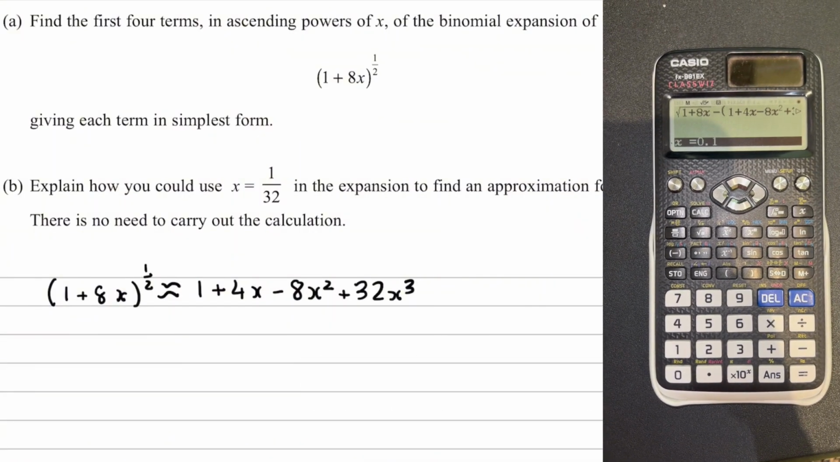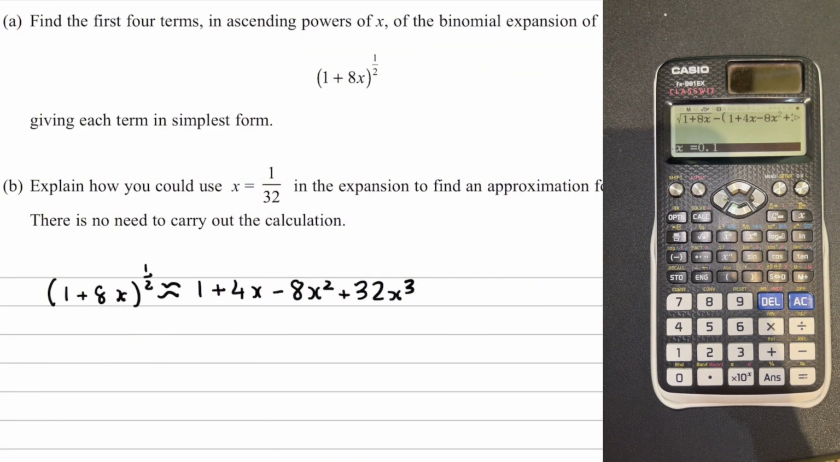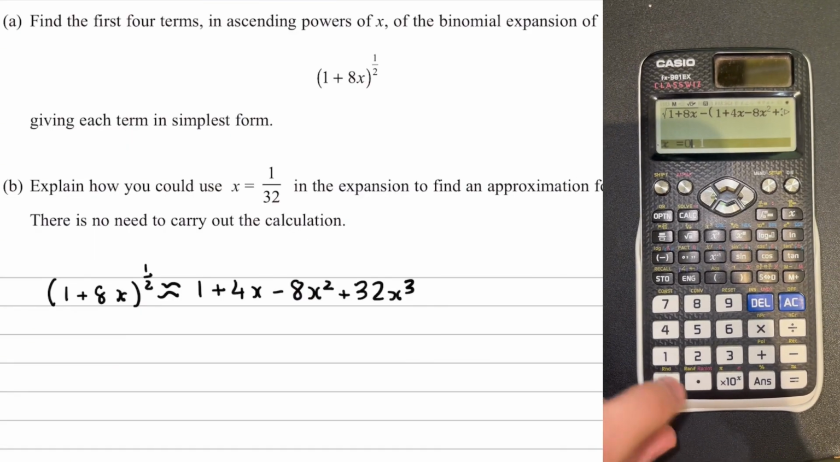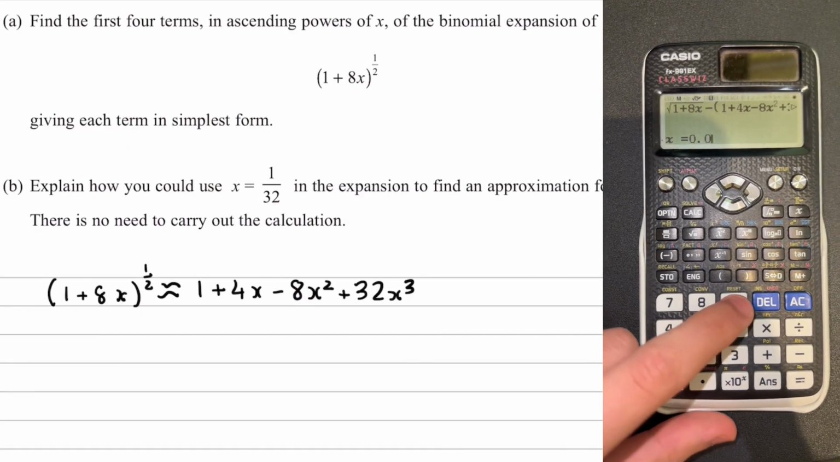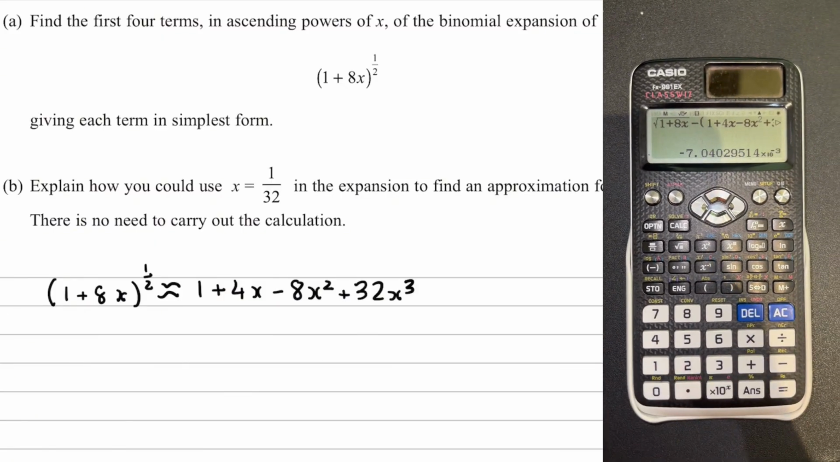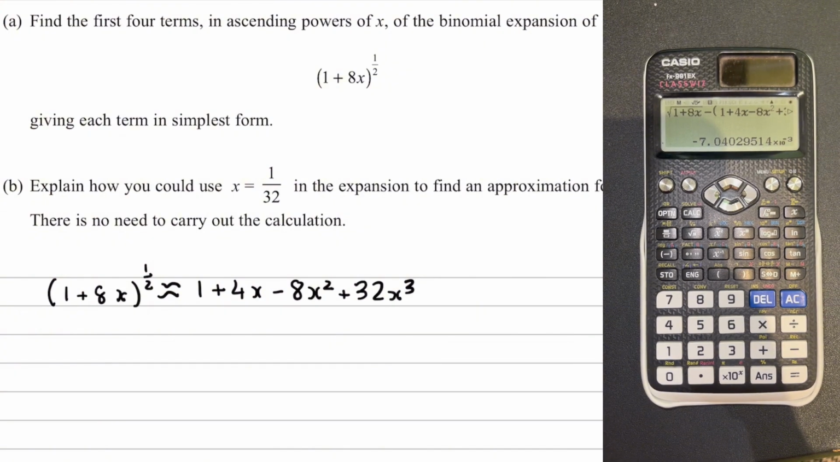So for binomial expansion, you have to be a bit careful. Remember, the x values have to be sufficiently small. So let's sub in a really small x value. Let's say 0.09. And if we press the equal sign, our difference, as you can see, is very, very small. So this is close to 0.